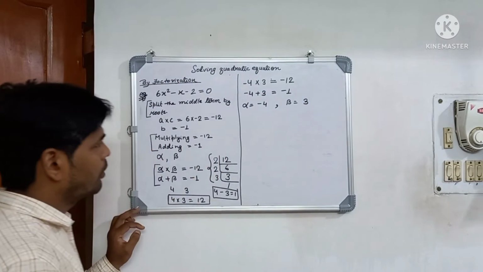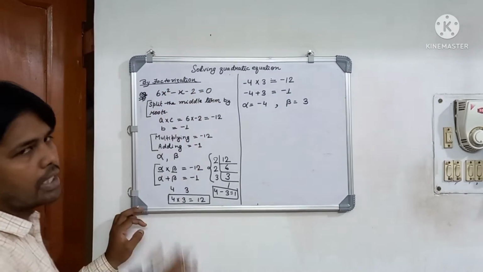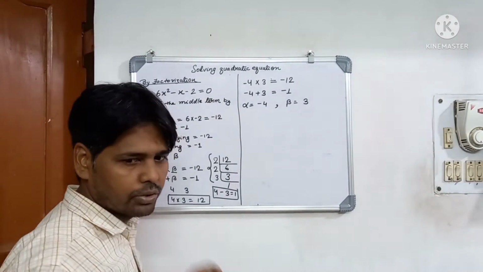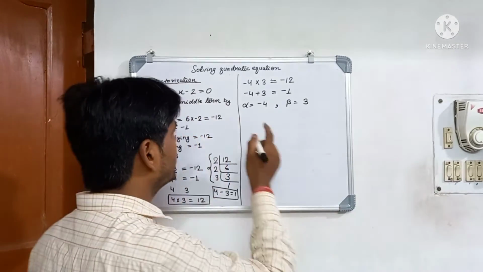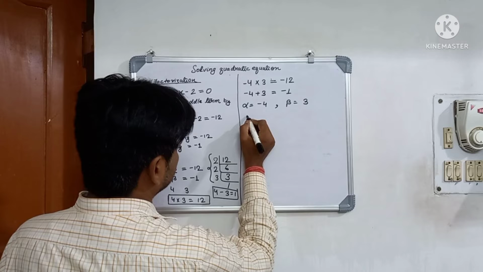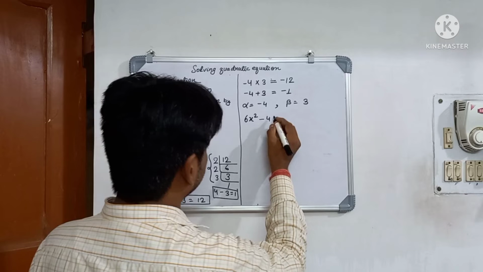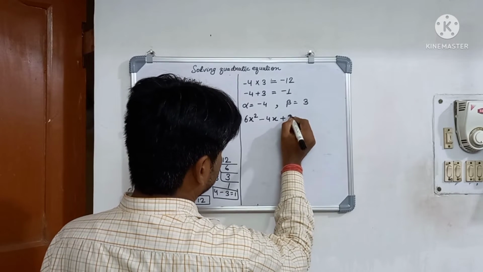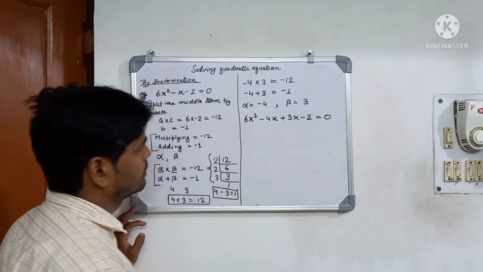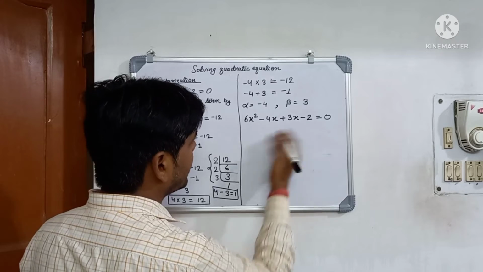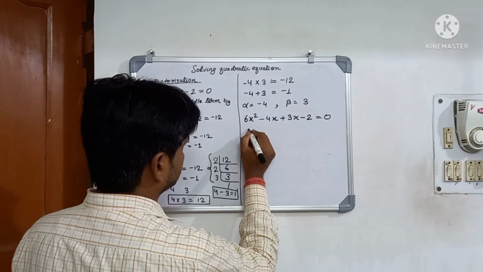Now what we have to do here is that after getting these values, we will split this middle term and we will factorize it so as to obtain the value for x. That is the actual solution for the given equation. Putting these values, 6x square minus 4x plus 3x minus 2 will be equal to 0. Moving forward, let us rearrange this so as to obtain the respective values for x.